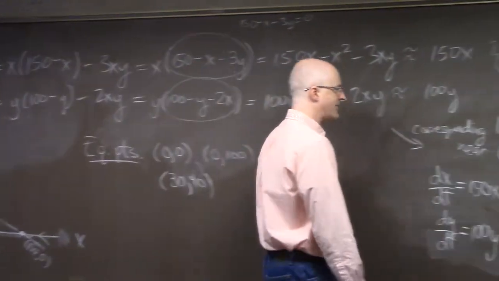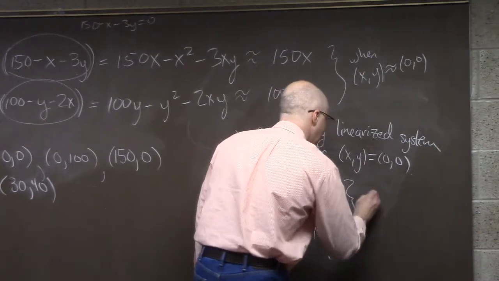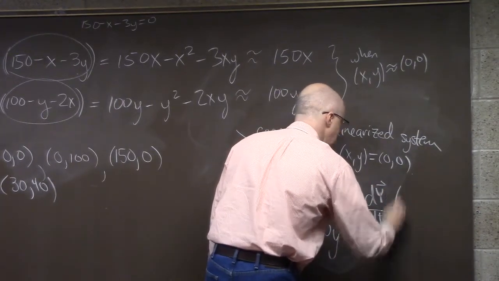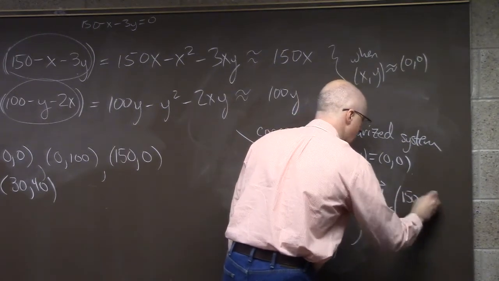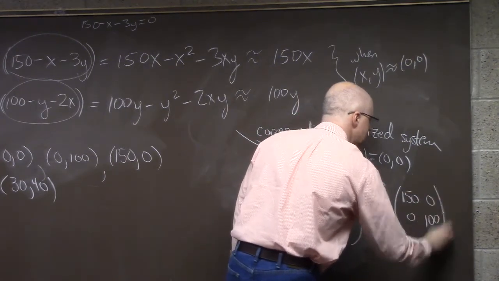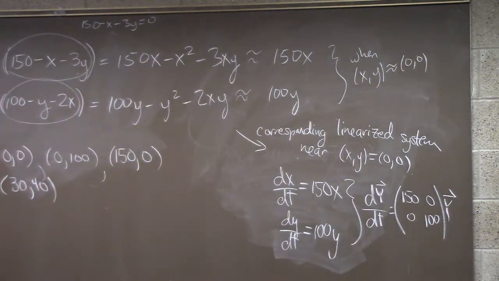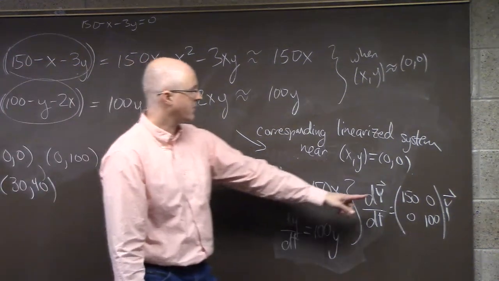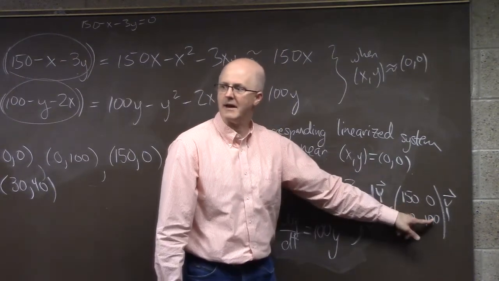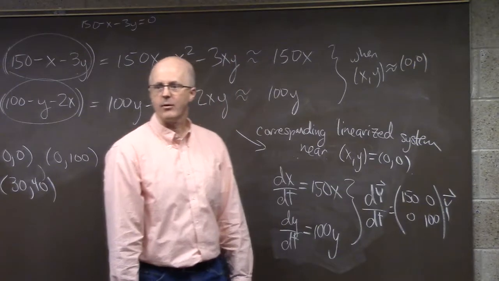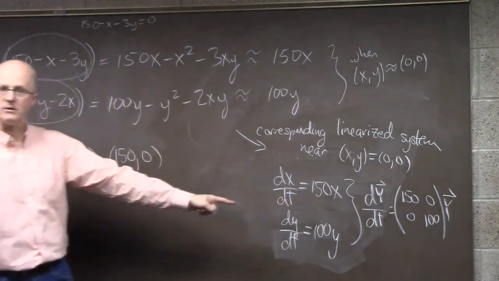You could write this in vector form as dY/dt is a matrix 150, 0, 0, 100 times Y, where capital Y is little x, little y. And that's a diagonal matrix. Diagonal matrices have the property that their eigenvalues are right along the main diagonal. You can see they're both positive numbers there. Therefore, the origin for that system is a real source.